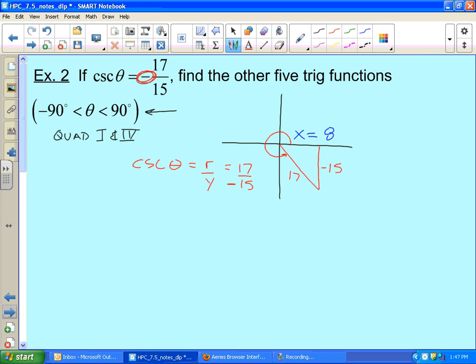Now I have all parts of the triangle. I have x. I have y. I have r. From those three things, I am now able to write all 6 trig functions. And maybe the only thing you need to do is just, as a reminder, think about your acronym.